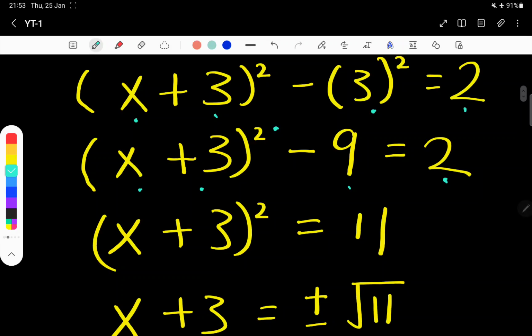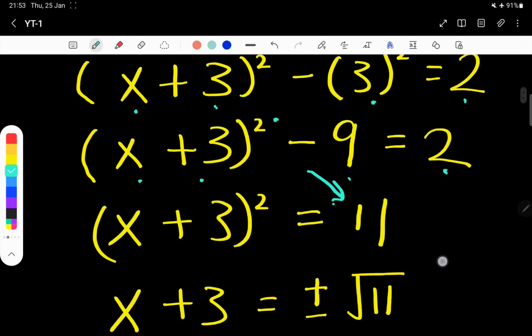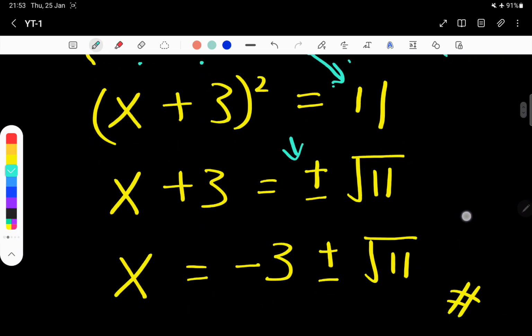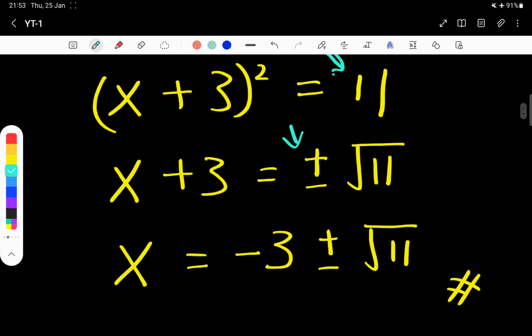And then when you move the 9 to the right hand side, what you get is x plus 3 power of 2 equal to 11. And then after that, remember to take the square root on the right hand side. Okay, so when you take the square root, remember that there is a plus minus sign. And finally, you need to move the positive 3 to the right hand side. That's why x will become negative 3 plus minus square root of 11. So this is the solution for the first question.